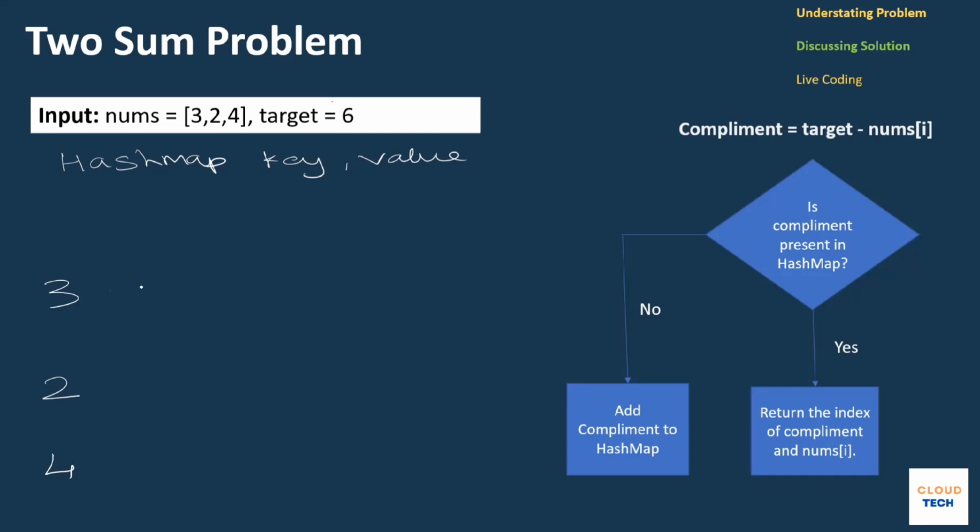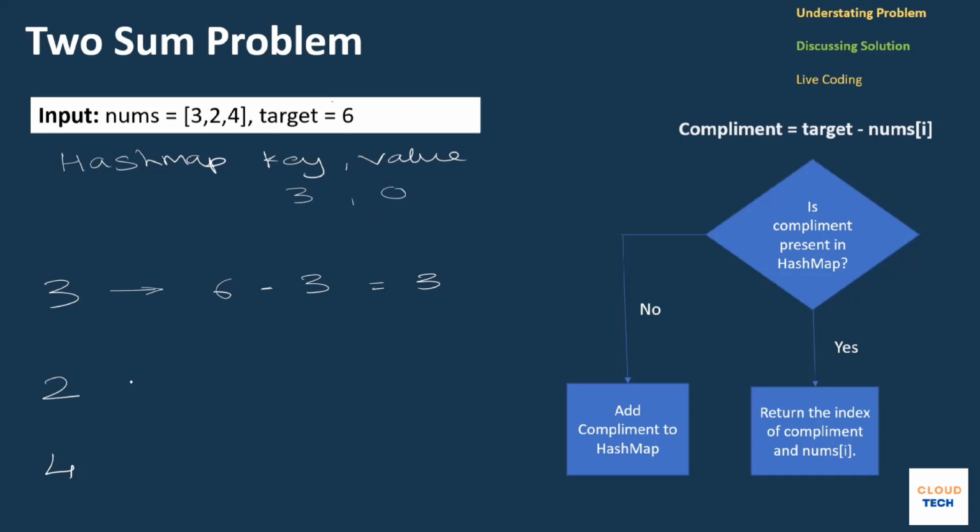So we scan through our array and calculate the complement. What is the complement? Complement is target minus nums of i, where target is 6 and nums of i is the current element. 6 minus 3 equals 3. I check if 3 is present in my hash map, and I see 3 is not there, because my hash map is empty. Then I add nums of i, which is 3, and the index of nums of i, which is 0, to my hash map. And then I move to the next element.